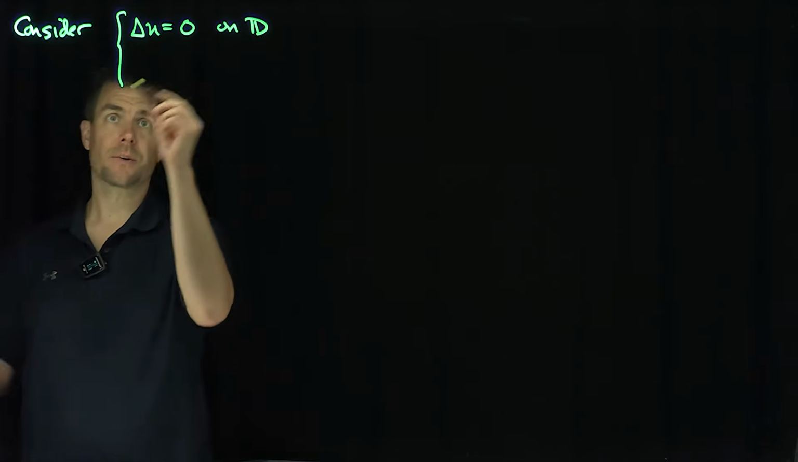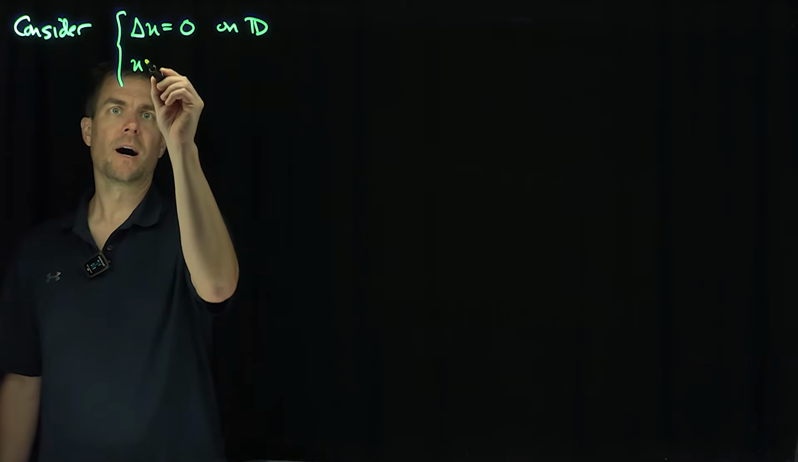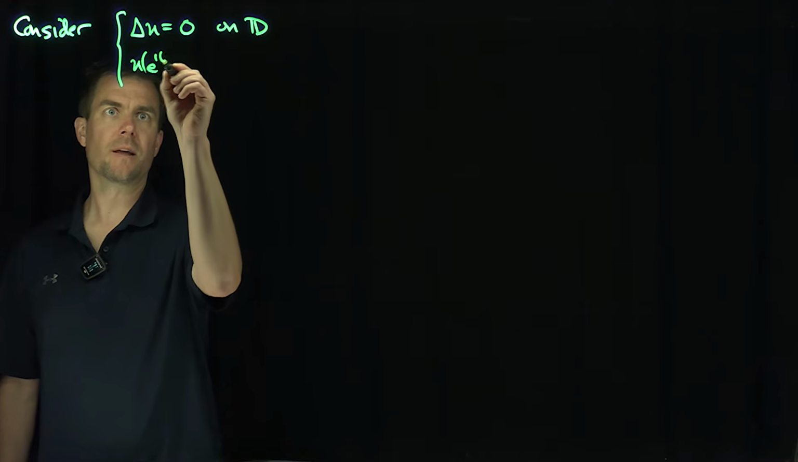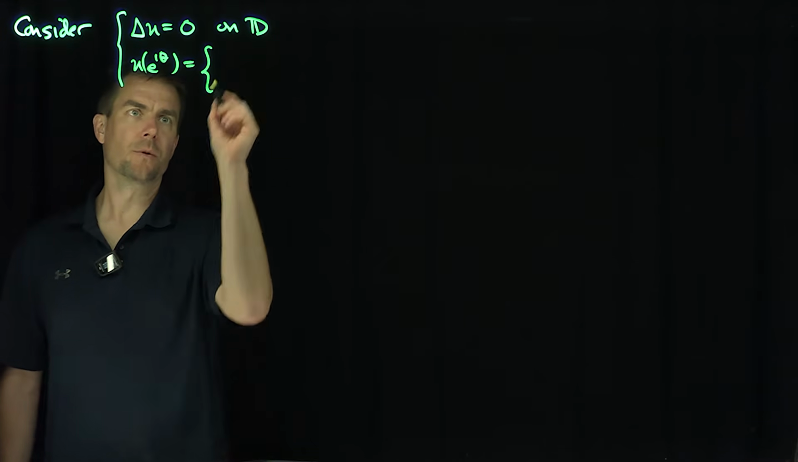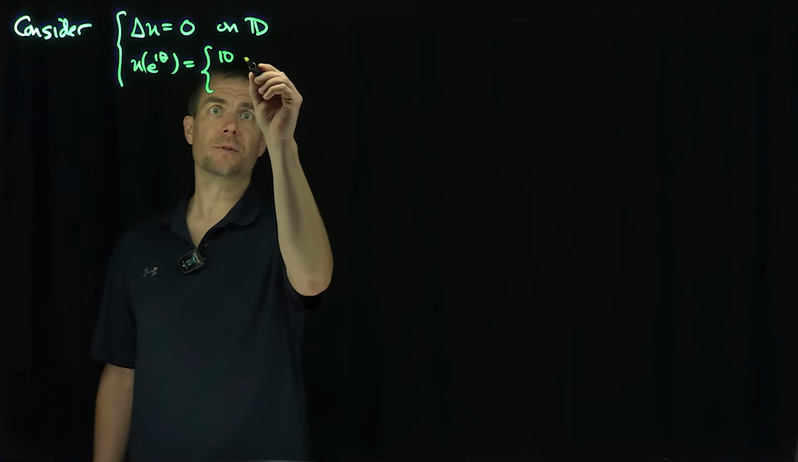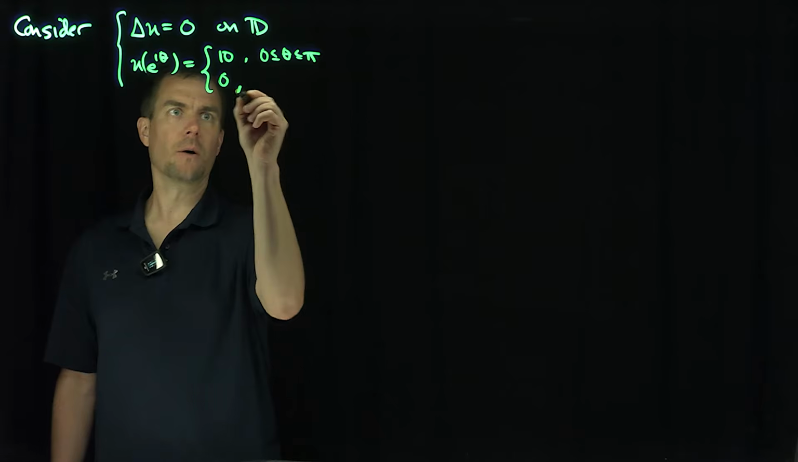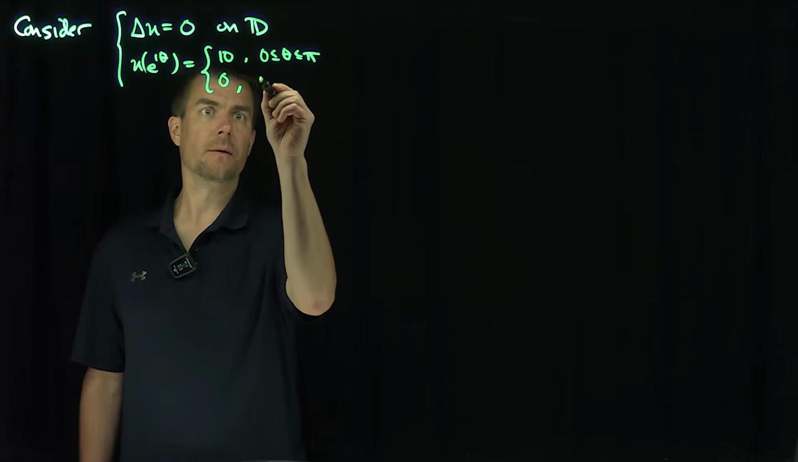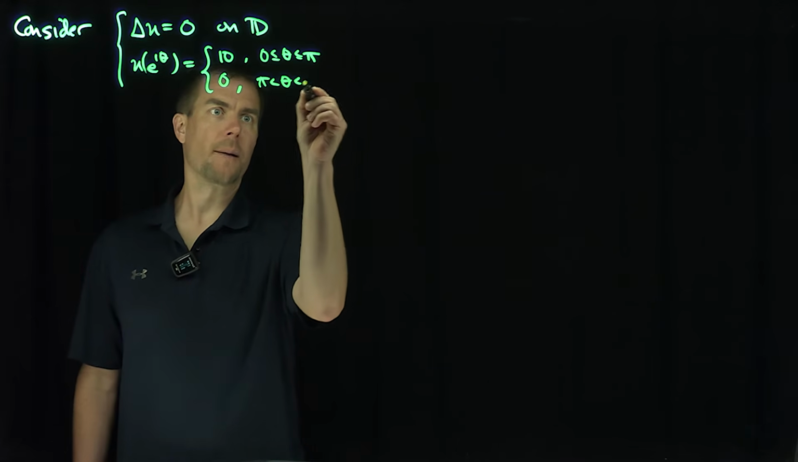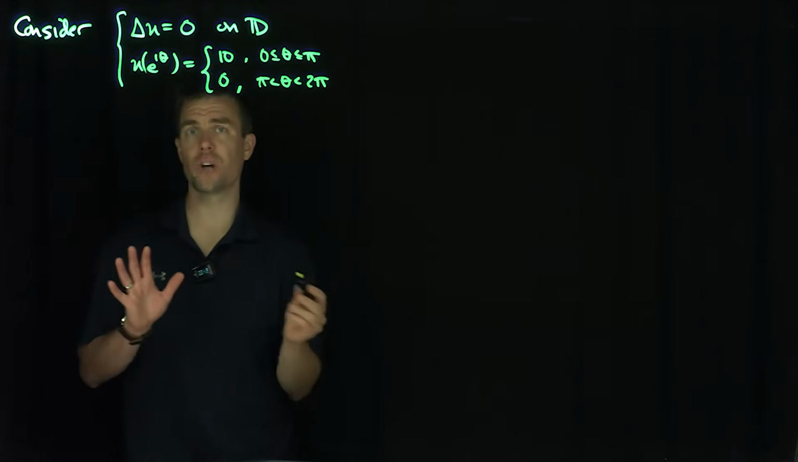And on the boundary, U of e to the i theta, is going to be equal to 10 when theta is between 0 and pi. It's going to be 0 when theta is between pi and 2 pi. Like that, okay? So this is a jump temperature distribution.